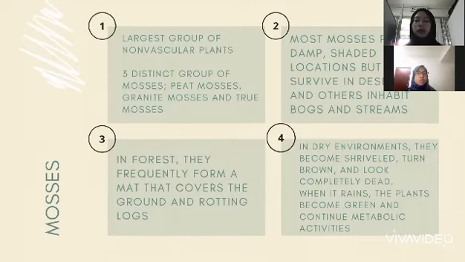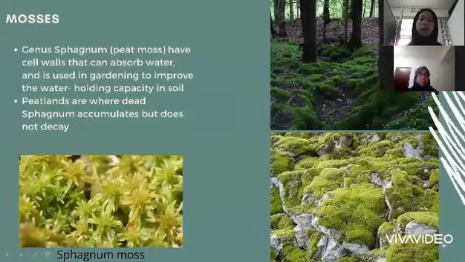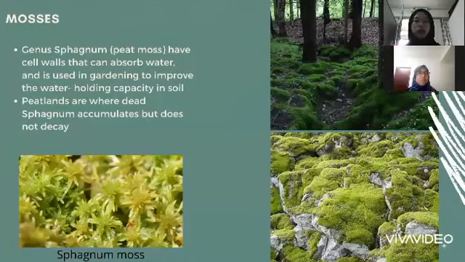When it rains, they turn green and continue metabolic activities. Genus Sphagnum, which is peat moss, has cell walls that can absorb water and is used in gardening to improve the water holding capacity in soil. And peatlands are where sphagnum accumulates but does not decay.